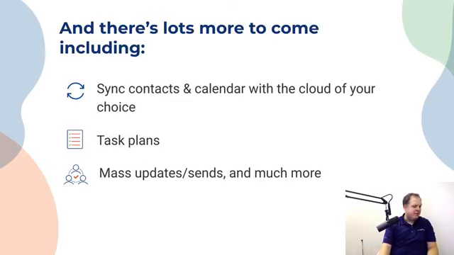And on the upcoming list, Dale, you mentioned properties and listings and closings, definitely on our list. On the short list right now, we do have sync with contacts and calendar with the cloud of your choice. So right now, Top Producer synchronizes really with Gmail. We are going to be enhancing that to support more cloud platforms like Apple, Microsoft, things like that. So that's coming very soon.